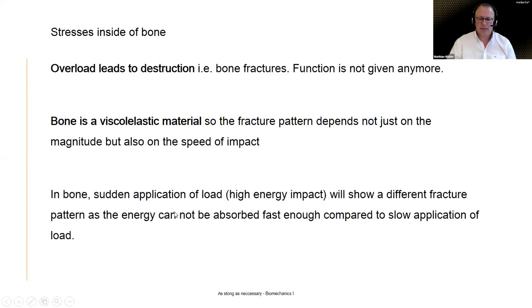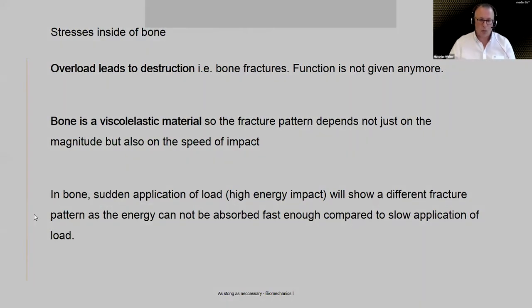In bone, sudden application of load means that the energy simply cannot be absorbed fast enough. Therefore you have these high velocity injuries with comminuted fractures that just explode completely, even if your bone is more or less healthy. You don't need to be completely osteoporotic to end up with a highly unstable, comminuted fracture. Those are the factors that play a role when we talk about bone.